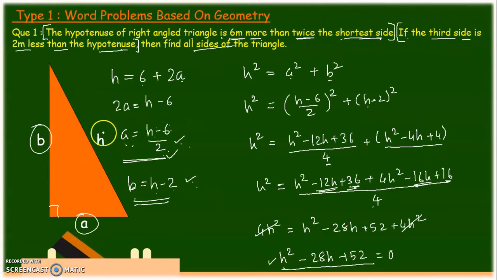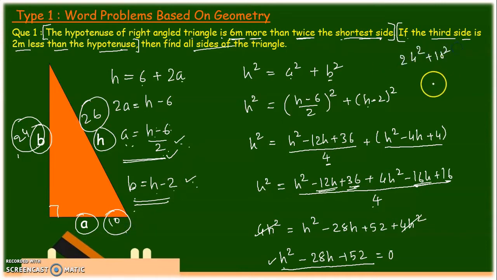Here you can see this value of h is 26, this b is 24, and a is 10. You can verify your answer. If you add the squares of those two sides, you will get the third side. That will be 24 square plus 10 square, which will be equal to 26 square. It means our answer is correct. Let's see the next problem.